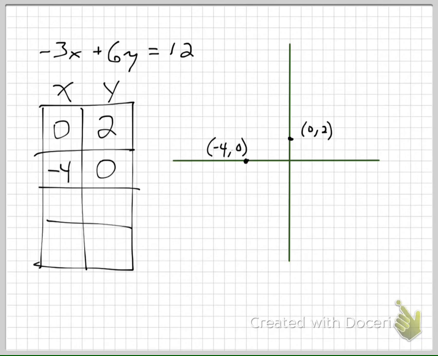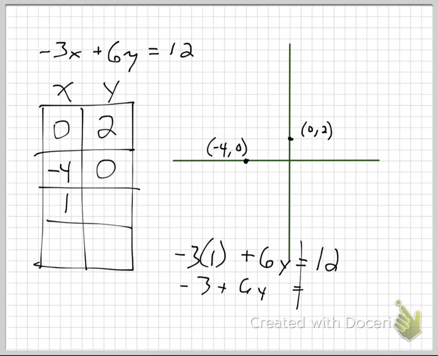Let's choose 2 other numbers here. Let's make X be something else to make sure it's on the line. What would be a really simple one to make X equal to? 1. Make X be 1. I agree. So let's redo this equation with X being 1. Negative 3 times 1 plus 6y equals 12. Negative 3 plus 6y equals 12, plus 3 plus 3. That is 6y equals 15, divided by 6 divided by 6.